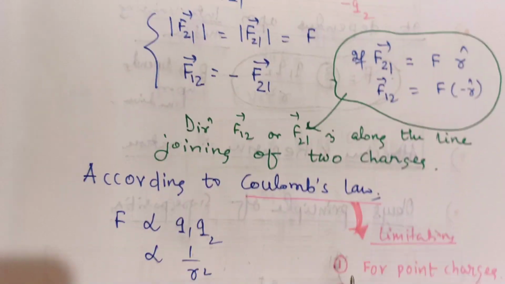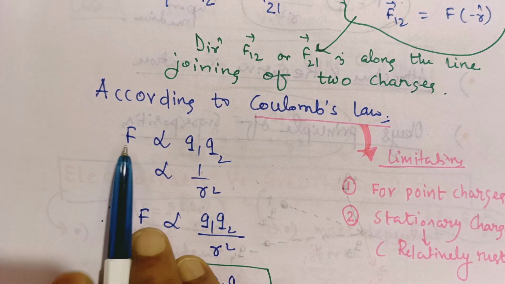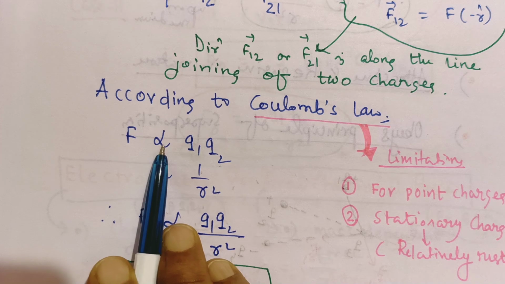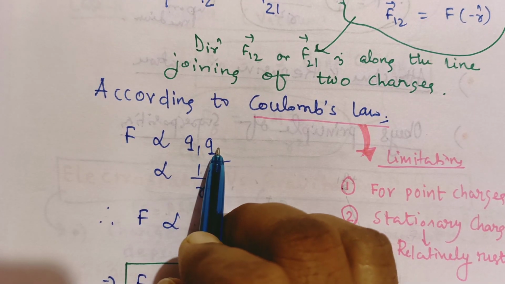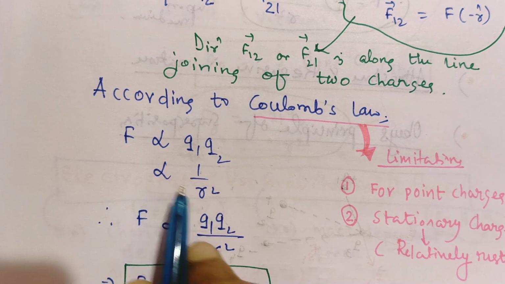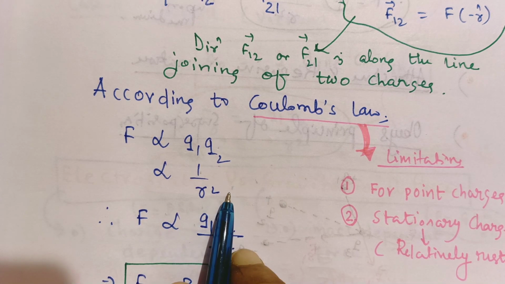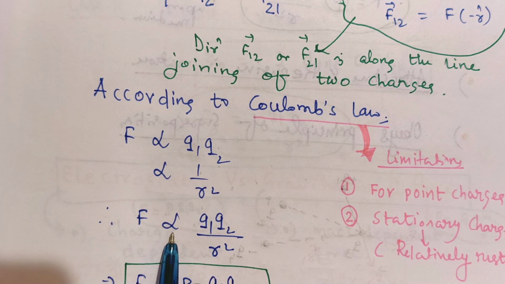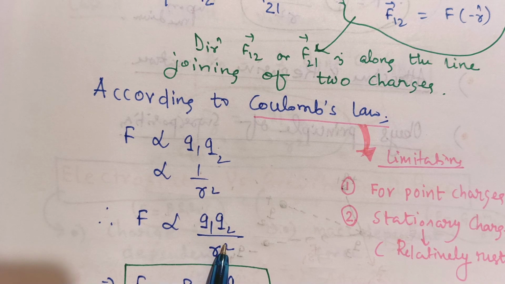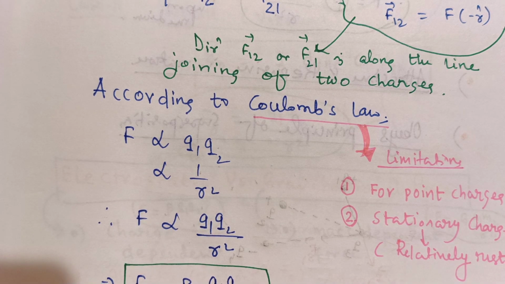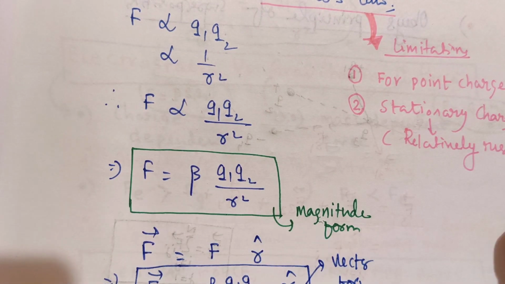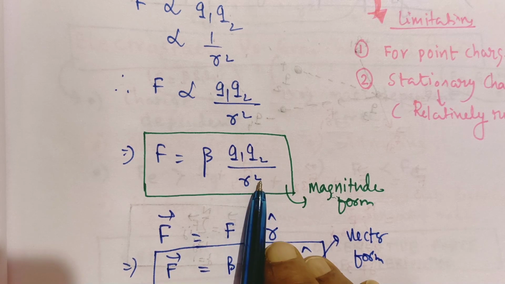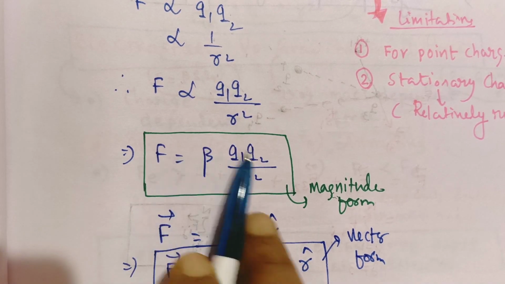Now, according to Coulomb's law, what does he say? The amount of force, that means the magnitude of force, is directly proportional to the product of the charges and inversely proportional to the square of the distance between them. If you combine and write this notation, F is proportional to Q1 into Q2 by R square, and if you keep a proportionality constant, here we have named it beta, F is equal to beta Q1 into Q2 by R square. This is the formula of Coulomb's law in magnitude form.